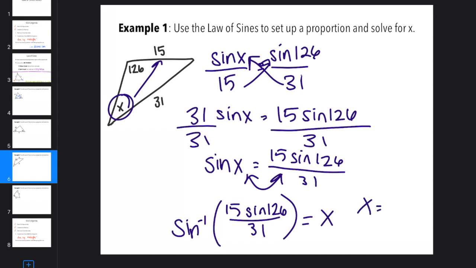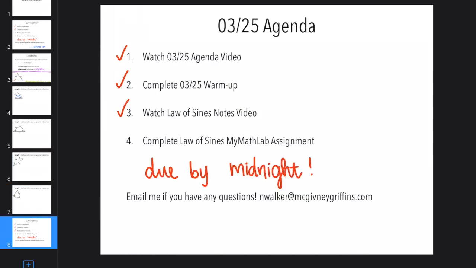Now it's a matter of plugging and chugging. So I type in 15 sine of 126, divide by 31. Second sine, second answer gives me my angle measure of 68.98. We are going to get more practice doing the law of sines. Today we've covered the most basic format of using law of sines for angles and side lengths. Just remember, when you use angle measures, you want to use the inverse value.